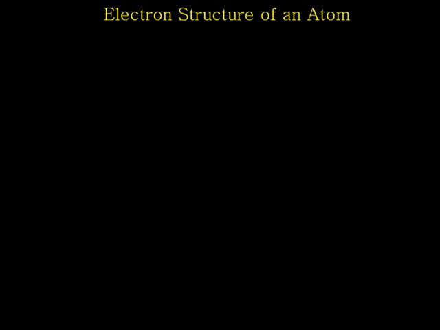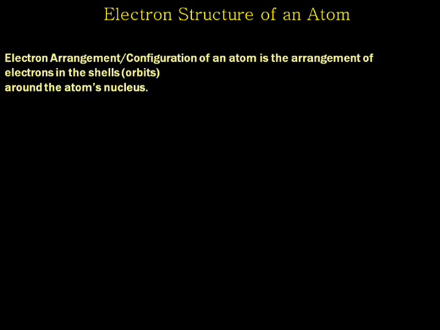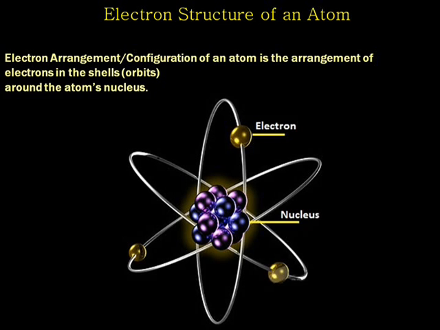What is this electron structure or configuration? Well, it's the arrangement of electrons in the shells or orbits around the atom's nucleus. Remember that picture we saw of the atom structure with the nucleus and the electrons going around it? Yeah, so electron configuration is simply the number of electrons that exist in each shell or orbit.